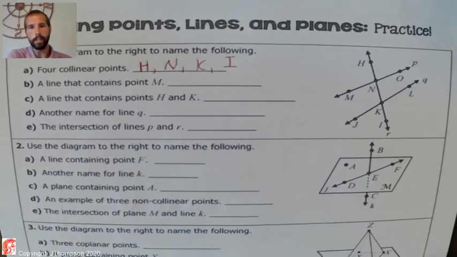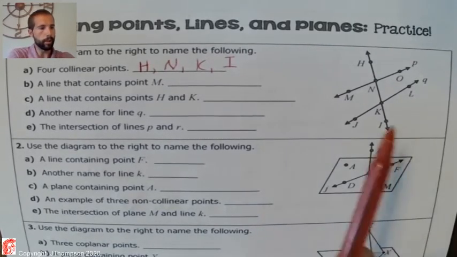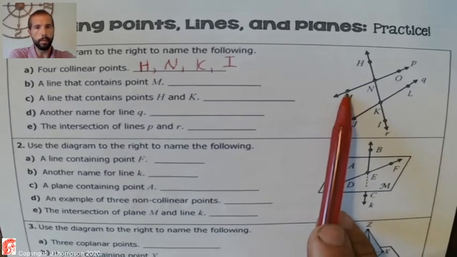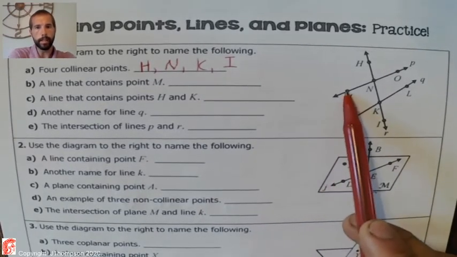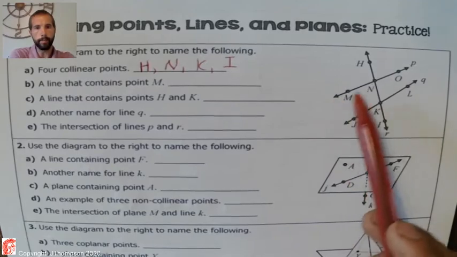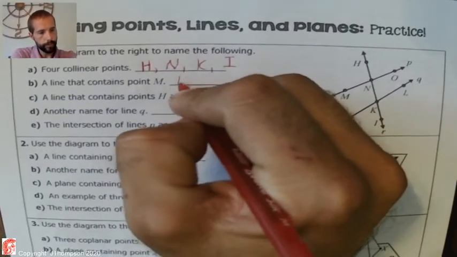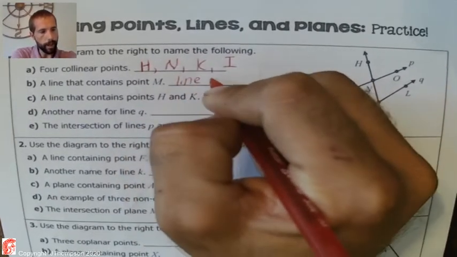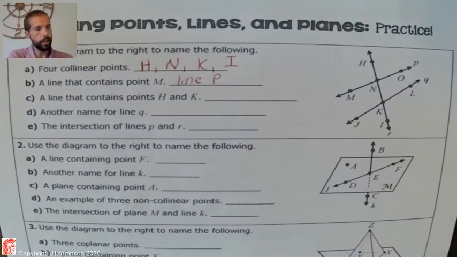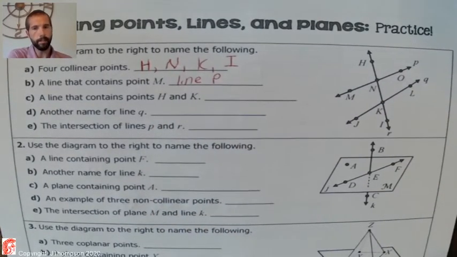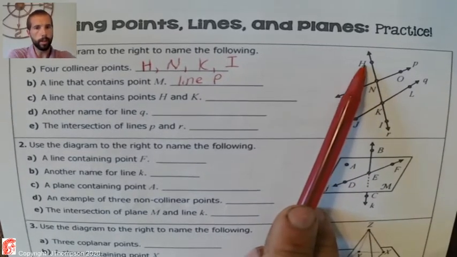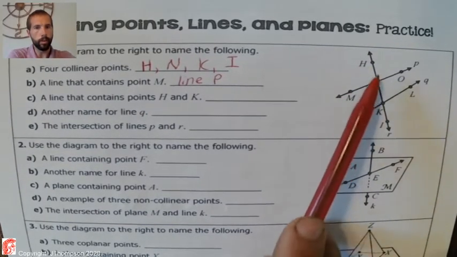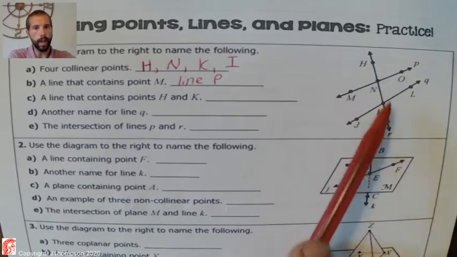Okay, a line that contains point M. So if we find point M in the picture, point M is on line P. What's a line that contains point M? That would be line P, because point M is on line P. Okay, a line that contains point H and point K. So find point H and K. Here's point H up here. Here's point K down here. The only line that contains those is line R.